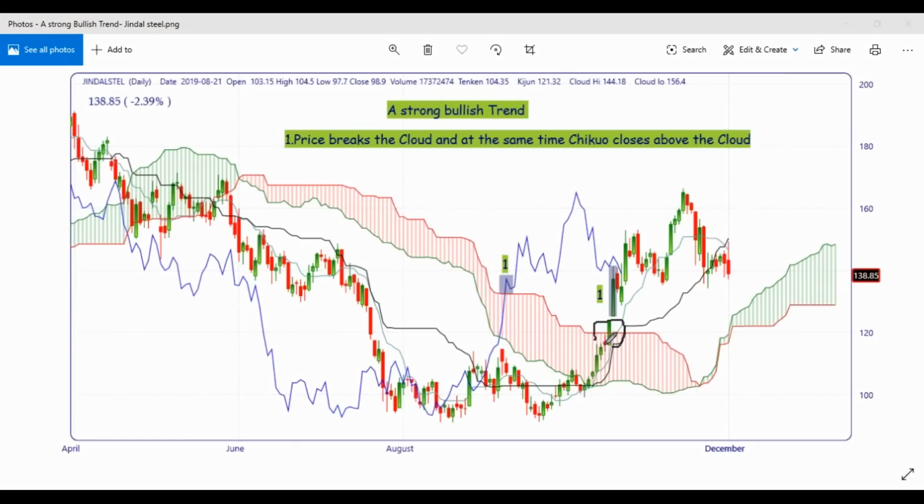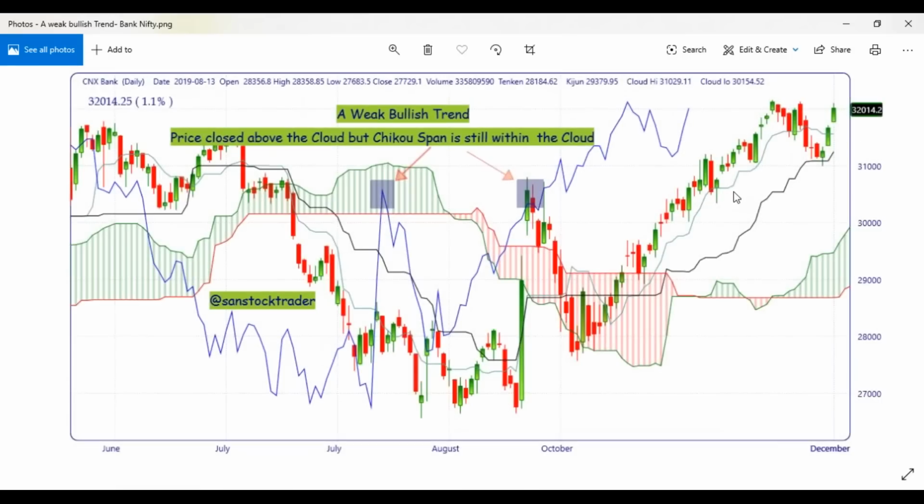At this point, the candle closed above the cloud. So a bullish trend started here, but at the same time Chikou was within the cloud. So it is a bullish trend, but a mild bullish trend. The real bullish trend emerged here when price and Chikou both closed above the cloud. Please remember, there is a difference between a bullish trend and a strong bullish trend. The same way, see here, the trend was bullish, but Chikou was stuck inside the cloud. So it was a mild bullish and got rejected.